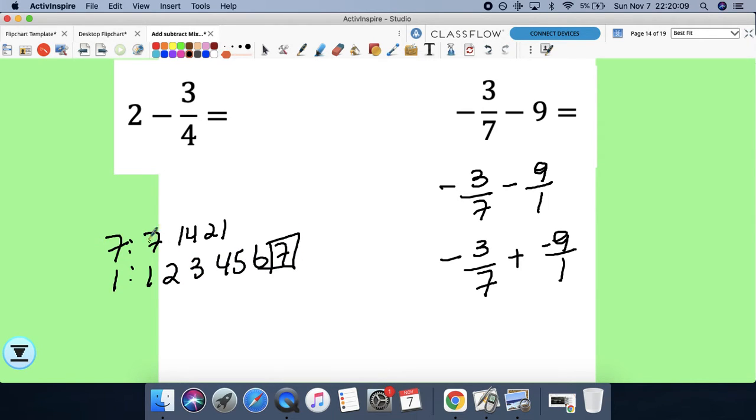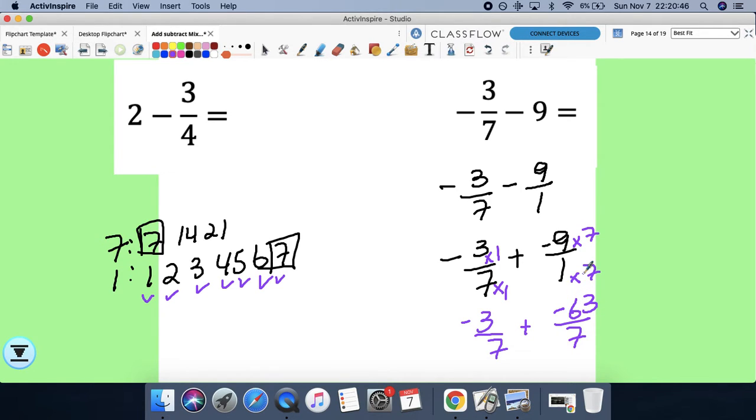And here is our common denominator, the common multiple that they both share. So change this to 7. This one is already a 7, right? So 7 times 1 is 7, and then multiply by 1 and we get exactly the same thing. But here, 1 times 7 is 7. So this is times 7, and on top is going to be times 7. So negative 9 times 7 is negative 63. So here is our equivalent fraction to negative 9 over 1.